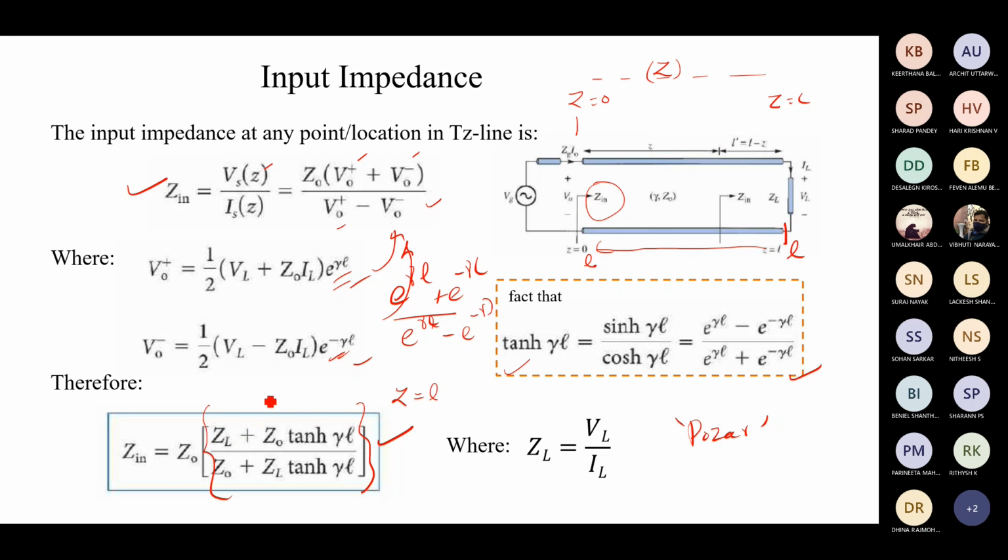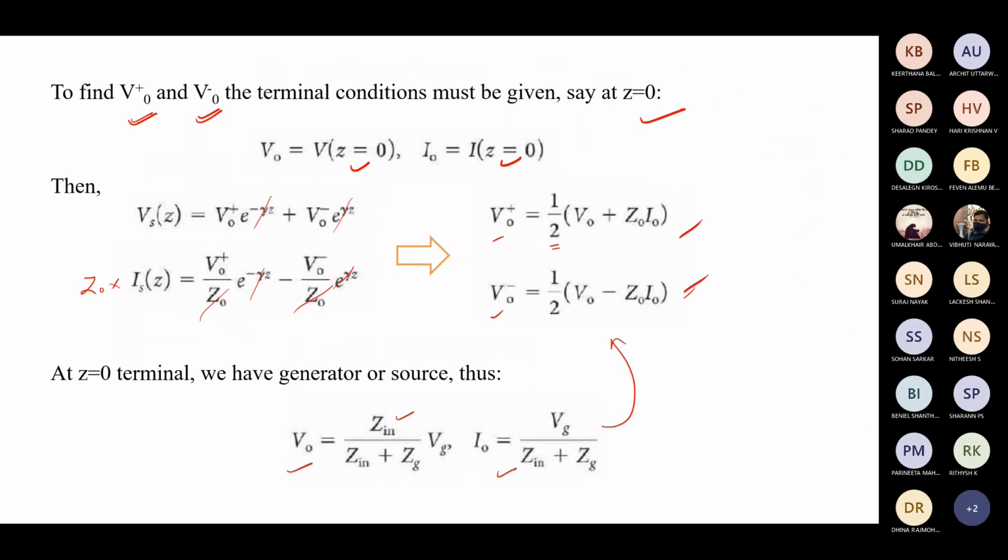We should remember that whenever ZL equals Z0, the entire term will become 1, which means the input impedance equals Z0. If the input impedance equals Z0, it means that the maximum power can be transmitted from here to here. Okay. So this is the impedance of the transmission line.